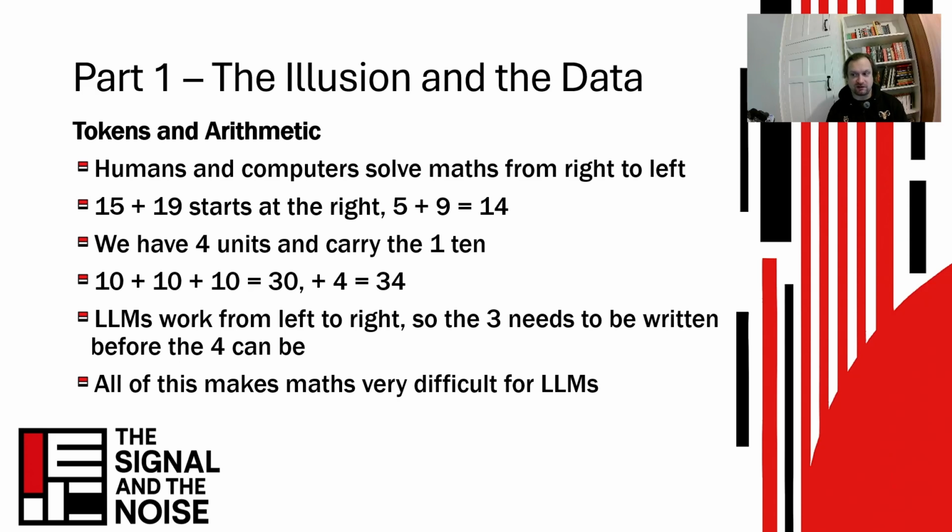This is reasonably straightforward. Most people understand how to do this kind of maths, but large language models see this completely differently. Large language models work from left to right or from start to finish. So the 3 needs to be written before the 4 can be, which means it has no understanding of the arithmetic process that's gone on before it. And all this makes maths very, very difficult for large language models just in their native unaltered form.